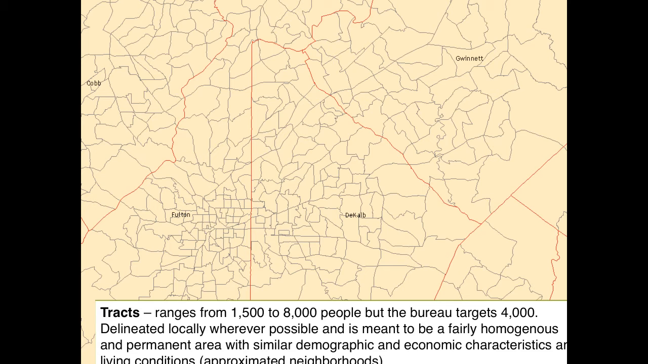The level below the counties is the census tracts. Tracts range from 1,500 to 8,000 people, but the Bureau targets 4,000, and they're delineated locally whenever possible and are meant to be a fairly homogeneous and permanent area with similar demographic and economic characteristics and living conditions. So basically, they're approximated neighborhoods.